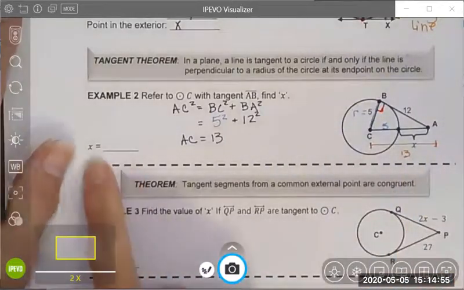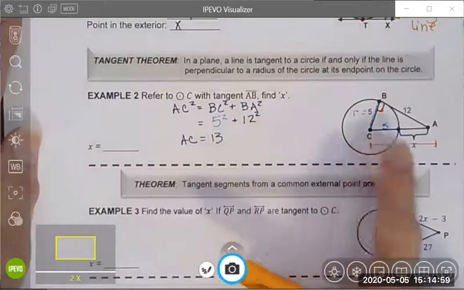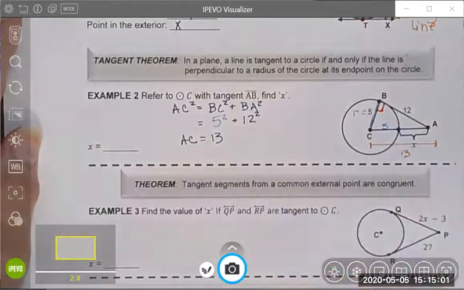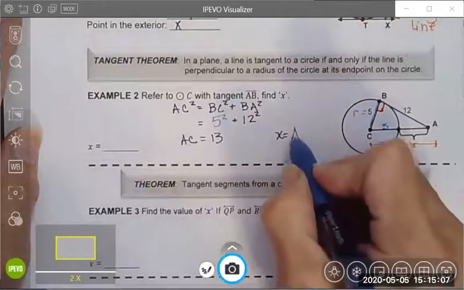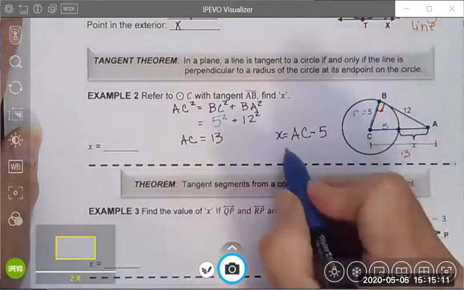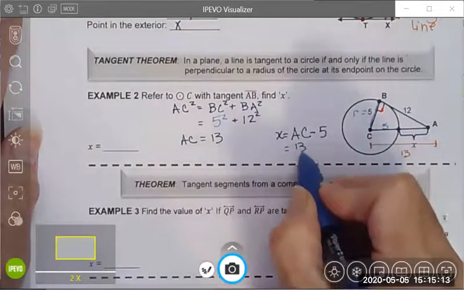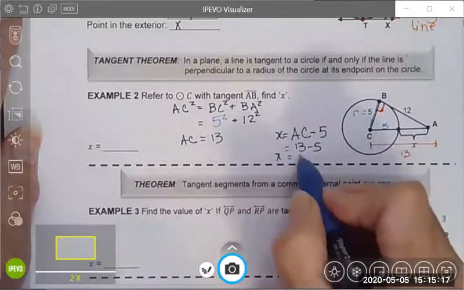And the way I come up with the value of X is by subtracting the radius out of the segment AC. So in this case, X is going to be equal to AC minus 5, which is my radius. AC we said was 13 minus 5, so X is equal to 7.